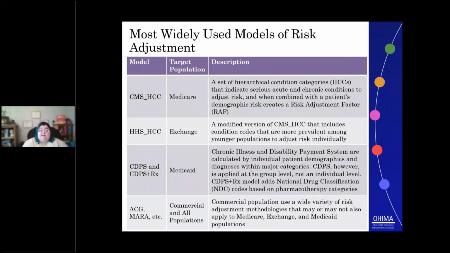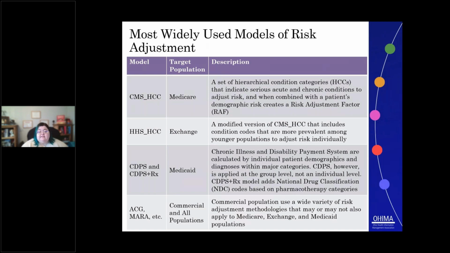There are several different models of risk adjustment that are in existence. The Centers for Medicare and Medicaid Services, or the CMS-HCC model, is likely the most widely discussed among HIM professionals. HCCs, or hierarchical condition categories, are a subset of diagnosis codes that have weights associated with them. Those weights are additive and combine with a patient's demographic score to create an individual's risk adjustment factor, or RAF. A RAF is then used to adjust the payments to the healthcare organizations, providers, and practices.